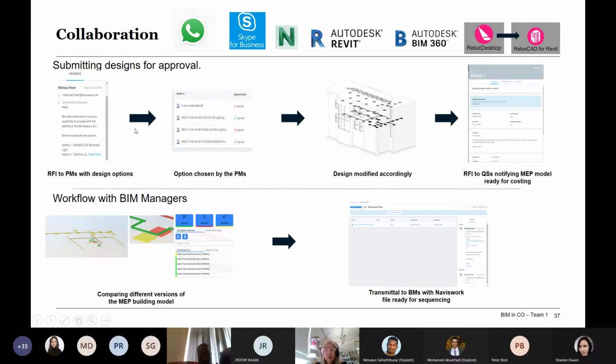And then collaboration, submitting designs for approval by other teams, workflow with BIM managers. I think, Shadan, you're dealing with the knocks on the door.